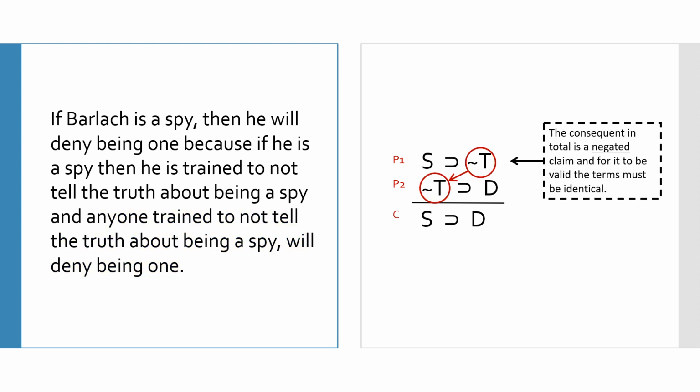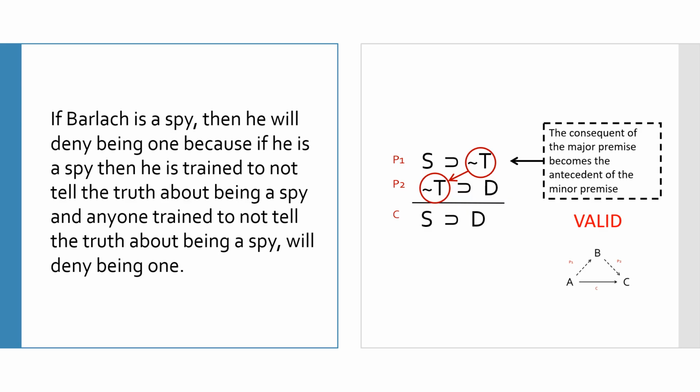And of course, what we're looking for is these terms to simply repeat themselves, where in the first line, the first premise, the consequent, which is not T, that total term, not T, has repeated itself perfectly as the antecedent of the second one. And of course, that's the basic structure we're looking at for a valid, pure hypothetical syllogism.